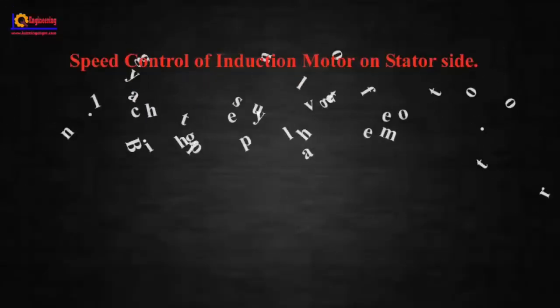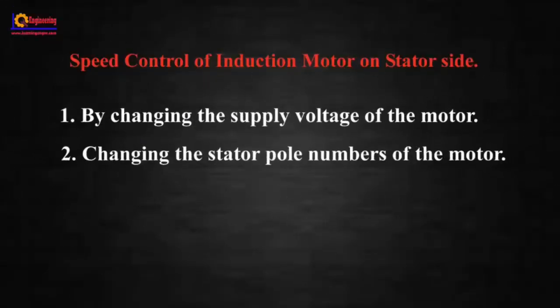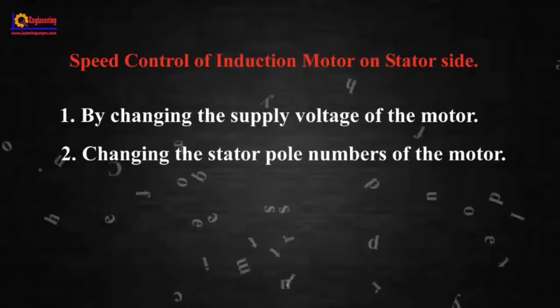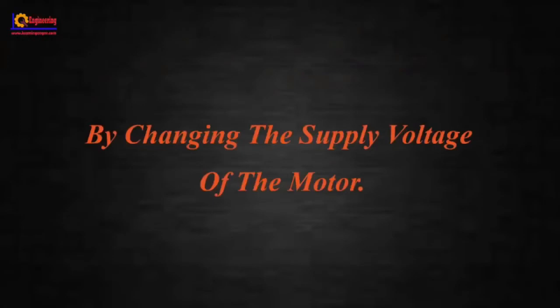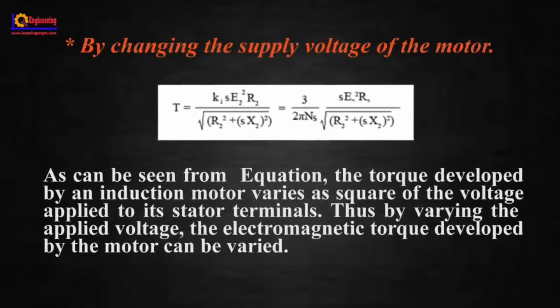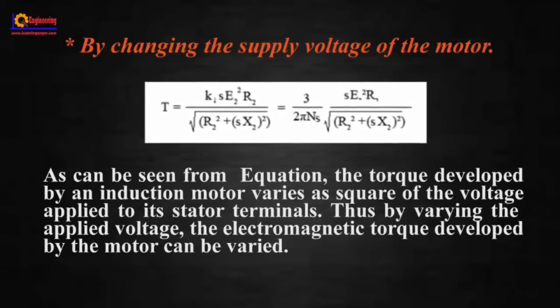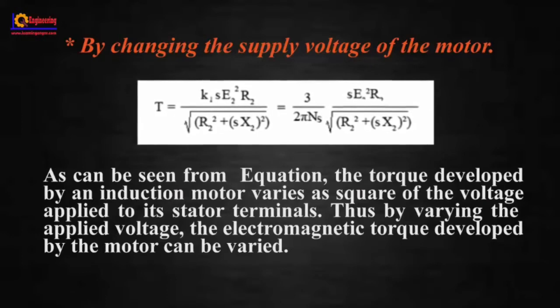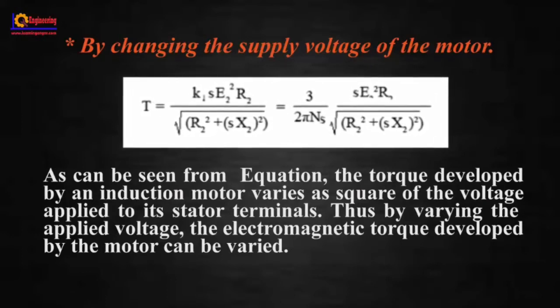For speed control at the stator side, first, by changing the supply voltage of the motor. Second, changing the stator pole numbers of the motor. And third, changing the frequency of the supply side of the motor. By changing the supply voltage of the motor, this is the torque equation. The torque developed by an induction motor varies as the square of the voltage applied to its stator terminal. Thus, by varying the applied voltage, the electromagnetic torque developed by the motor can be varied.